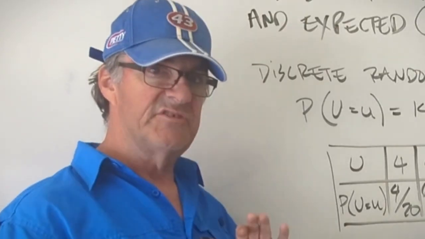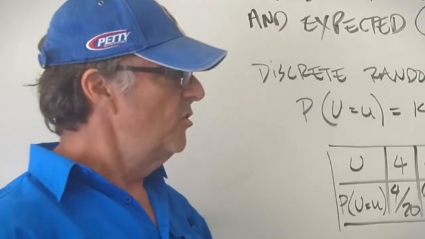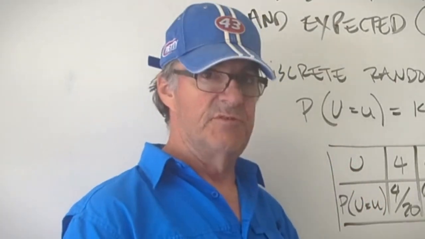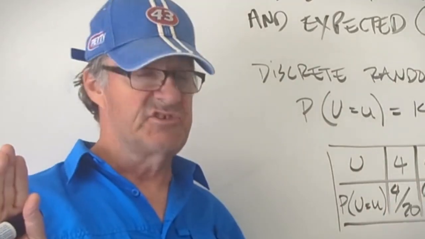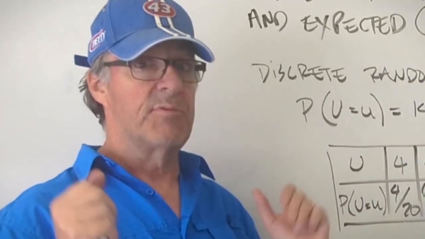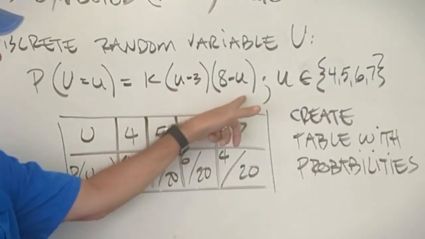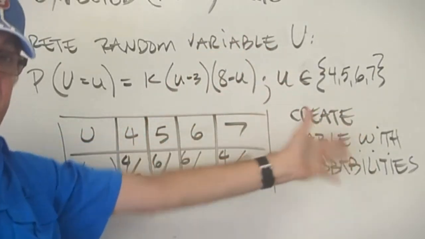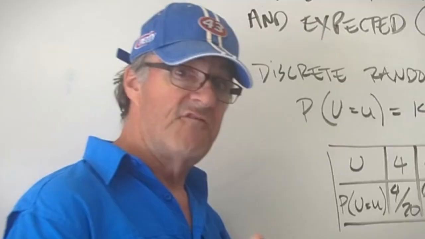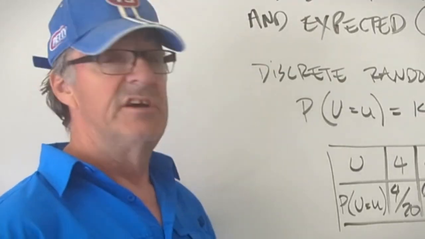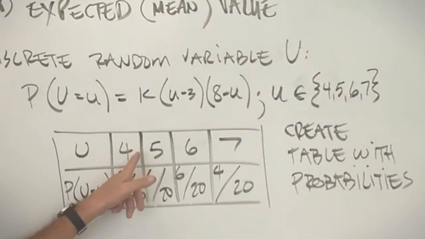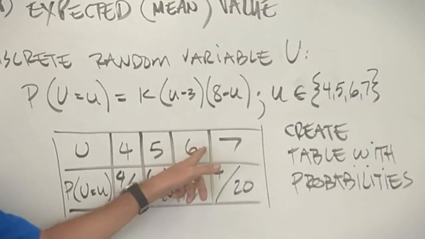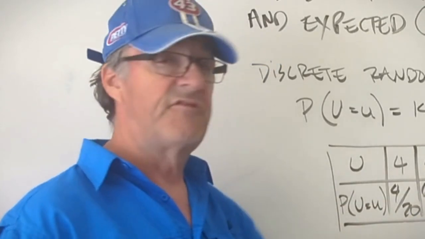Okay, so let's pause and take a look at our whole situation. We have a random variable probability distribution. Now we're not relating this to reality at all. The probabilities were given by this algebraic function, and we substituted that in. We knew that it added up to 1, so we solved for k, and that gave us the probabilities. So the probability of 4 being your outcome is 4 out of 20, 5 is 6 out of 20, 6 is 6 out of 20, and 7 is 4 out of 20.